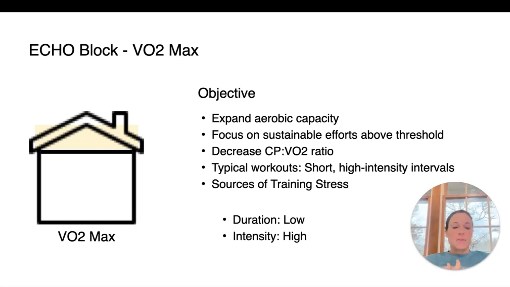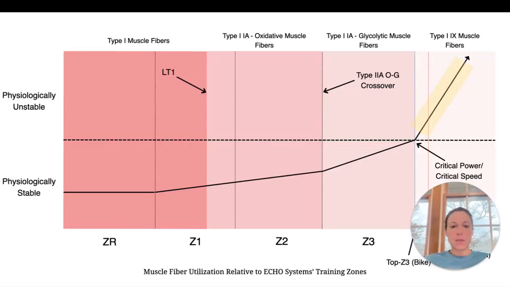So for someone who is really efficient aerobically, we need to increase the capacity that you have. And so we would want to incorporate more short, high intensity intervals. These types of workouts are really, really high intensity. So think like 1, 2, 3 minutes and lower duration. So again, more of our percentages of training stress will be above the critical power and critical speed point.